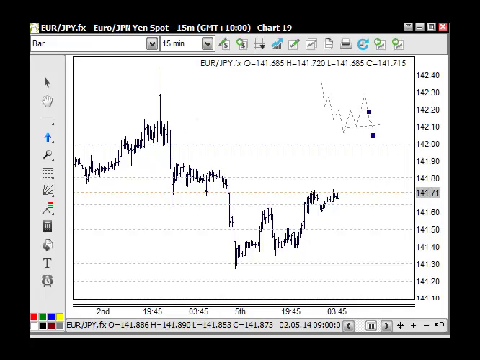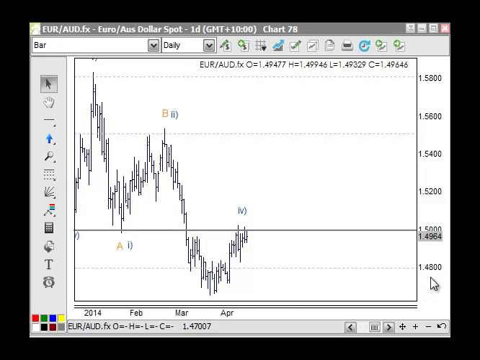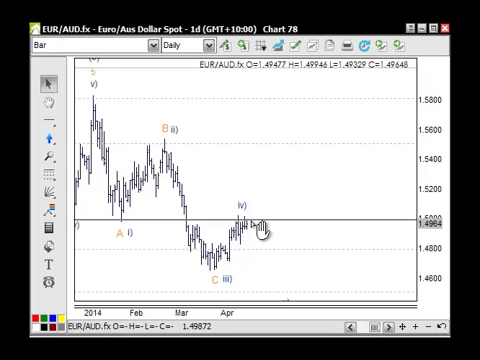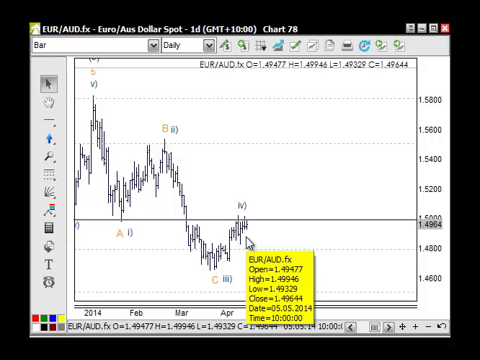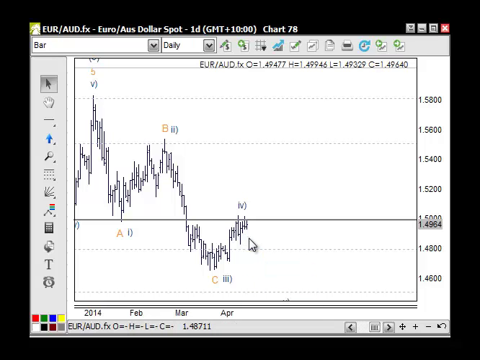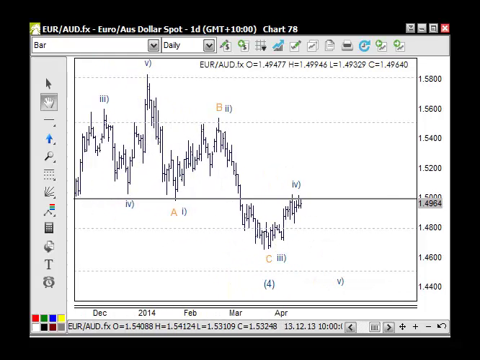Okay, I'll just touch on the Euro Australian because we're looking at it. Until it becomes support on the 150, we're not interested, or if the 149 becomes the retested resistance, then we'd be interested as well. But at the moment, it's between a rock and a hard place, and we're just going to leave it for the time being.